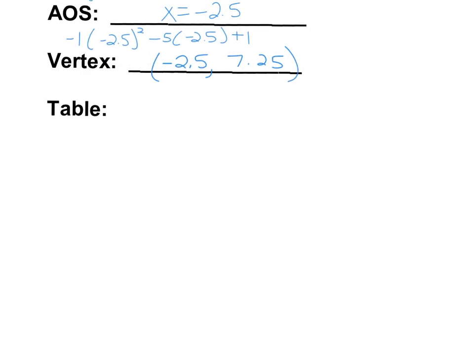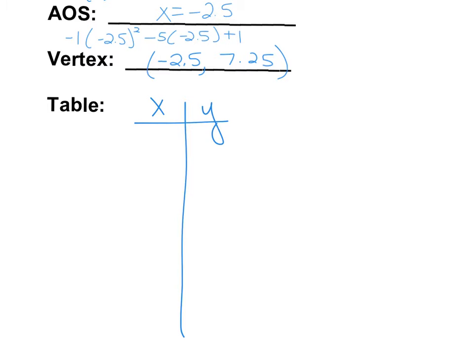Okay, and then my vertex we got was at 7.25-ish. So 1, 2, 3, 4, 5, 6, 7.25-ish will be like right around there. Okay, so there's your vertex. All right, so now let's go ahead and start our table.